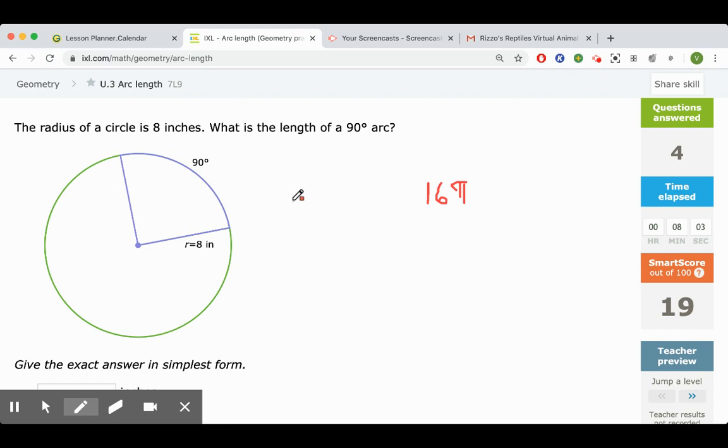And I said to find the length, ugly cursive L. To find the length, you take the number of degrees in the arc, you divide it by 360, and then you multiply by the circumference, 16 pi. Okay, so I'm going to do that. 90 divided by 360, that's 0.25, and then times 16. 4. And remember, don't forget the pi. So 4 pi.